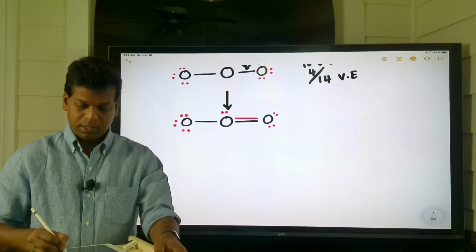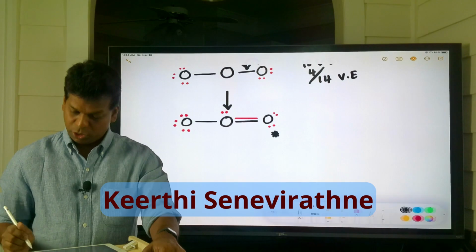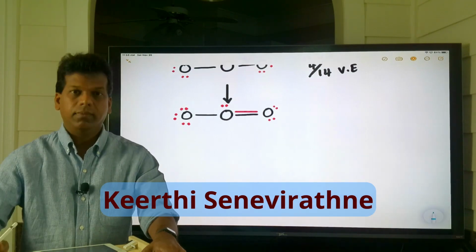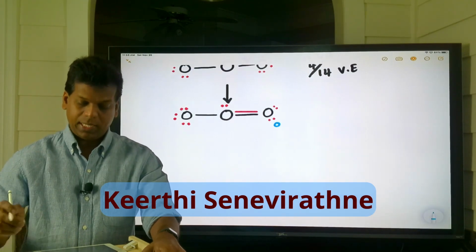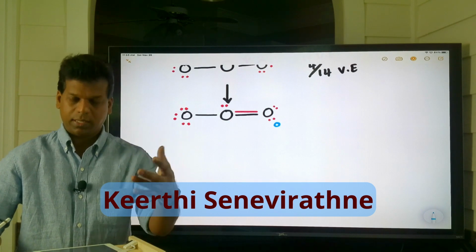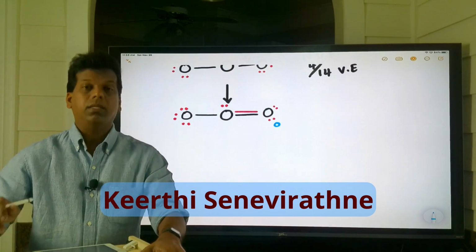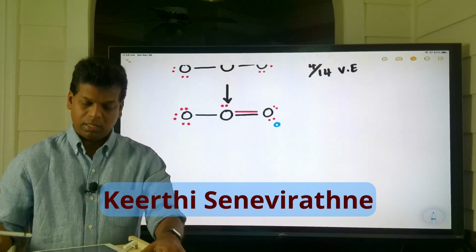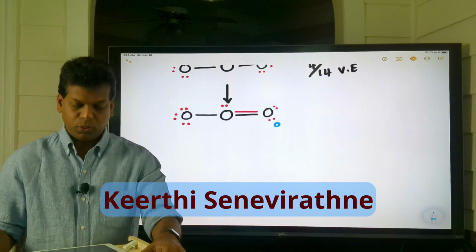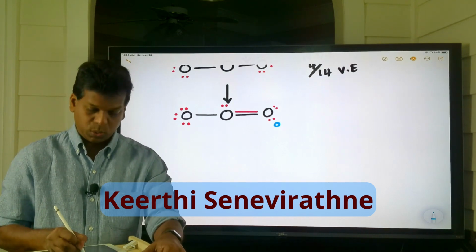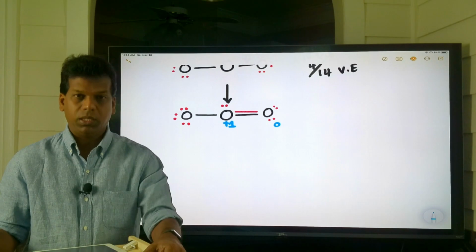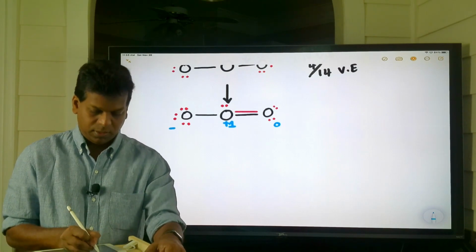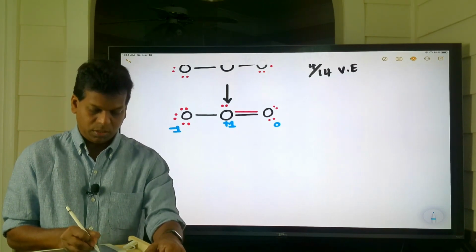Terminal element, this oxygen, the formal charge is what? It is 0. If you calculate it using the formula we discussed in the previous video, it is 0. The central oxygen, the formal charge is +1, and the other terminal oxygen, it is -1.